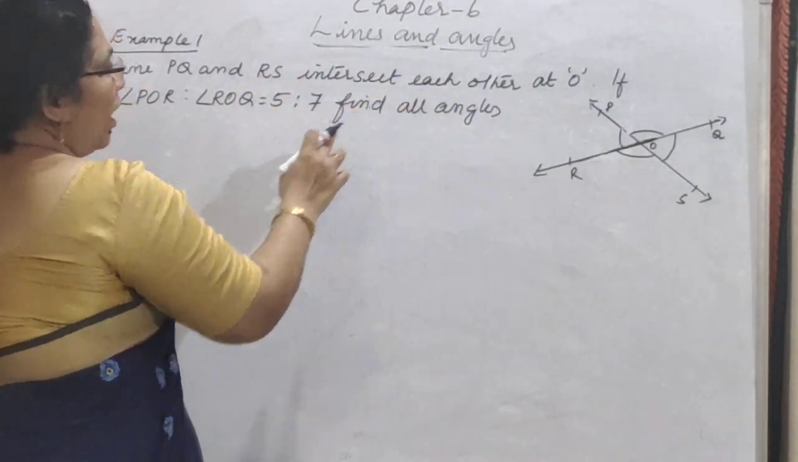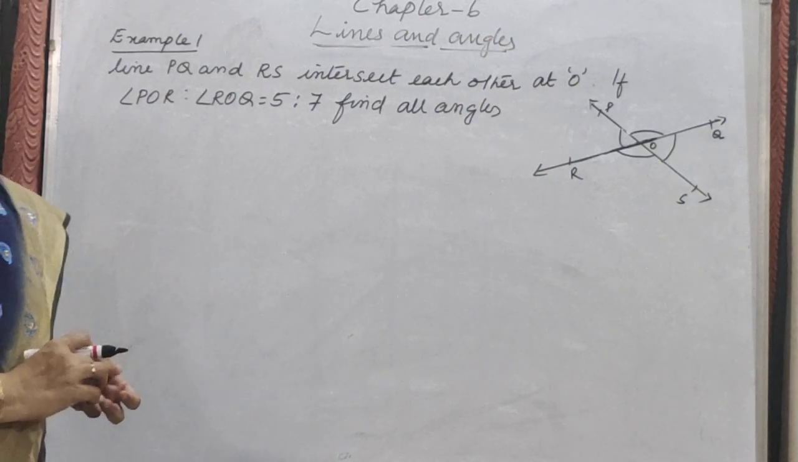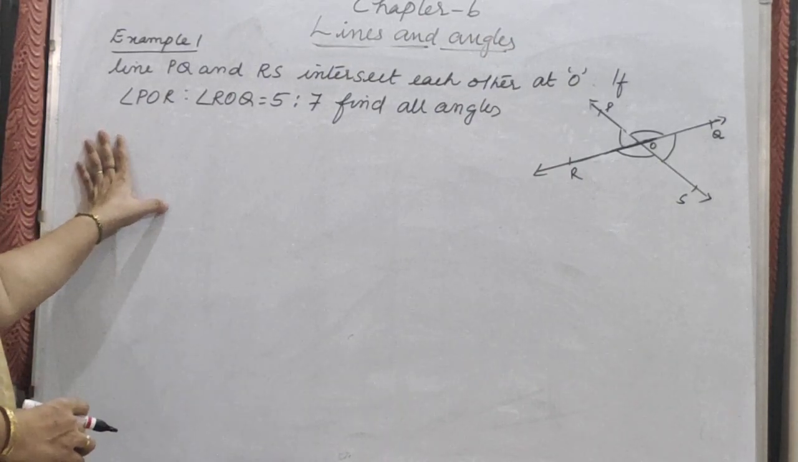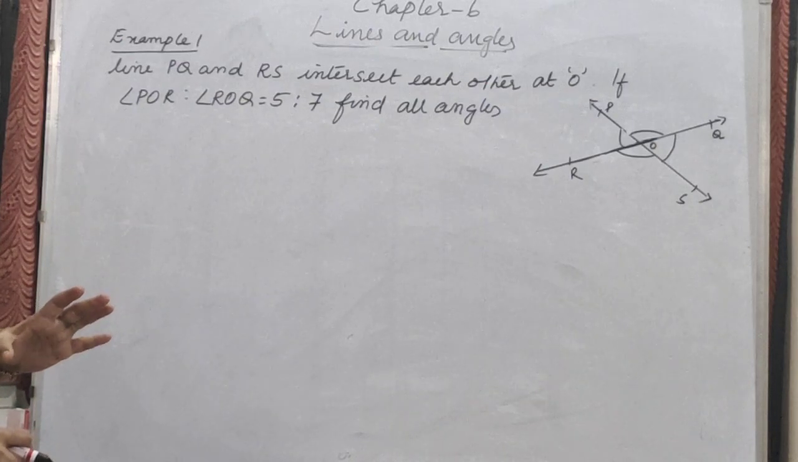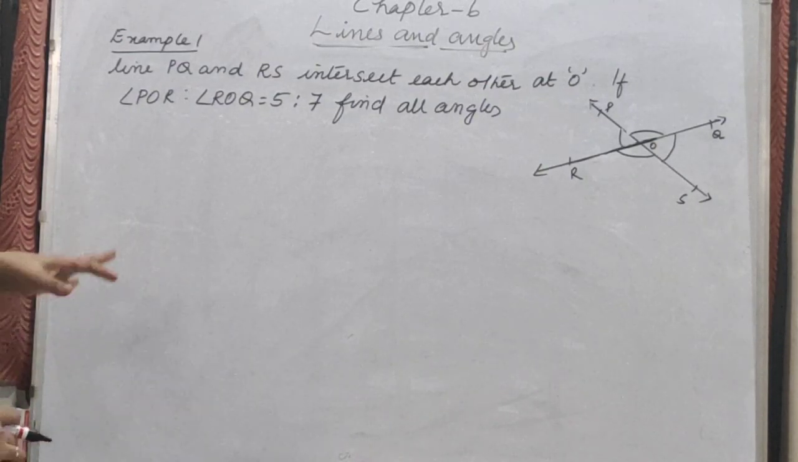Line PQ and RS intersect each other at O. If angle POR is to angle ROQ equal to 5:7, find all angles. See, it is an example only. Usually I won't explain examples that much, but geometry questions are difficult. So as far as possible, I'll explain examples as well as exercise questions.